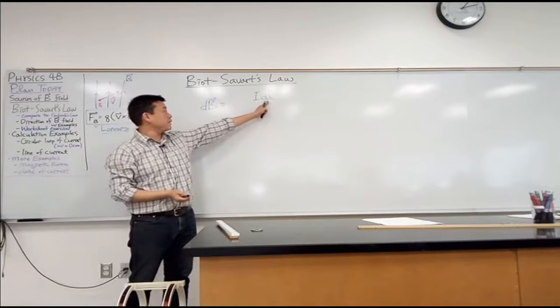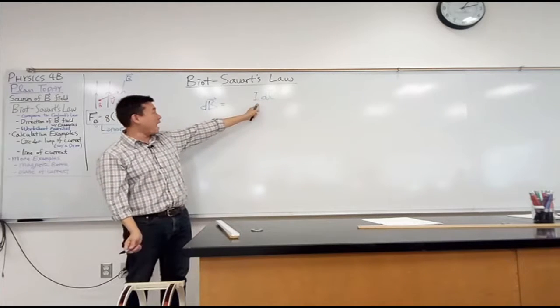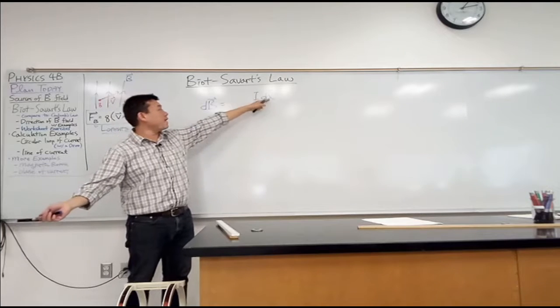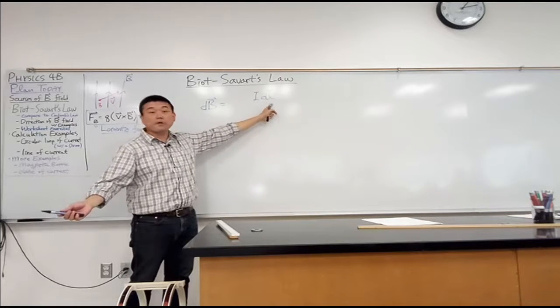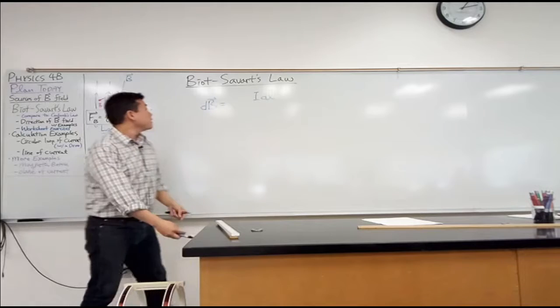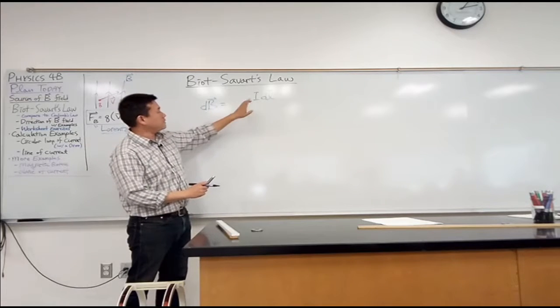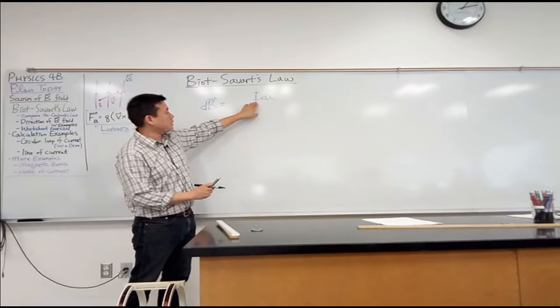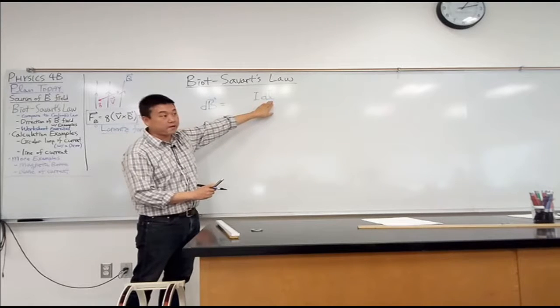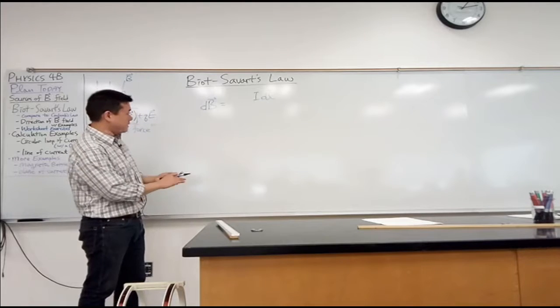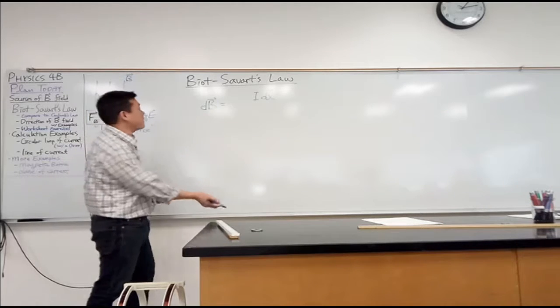These symbols mean what they normally mean. I means current, like you have seen. And dL means a section of the wire that I'm looking at. And the way the current that's flowing through this section of the wire is contributing to the magnetic field is given by this relationship. Let me write down the remainder.